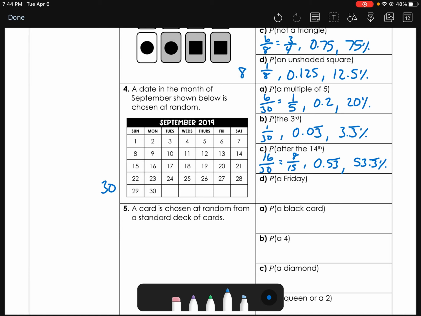And then finally, for part D, the probability that it's on a Friday. Well, these 4 dates right here are the ones that are on a Friday. That's 4 of them out of 30. I can divide the top and bottom by 2. And I get 2 out of 15. Dividing 2 and 15.